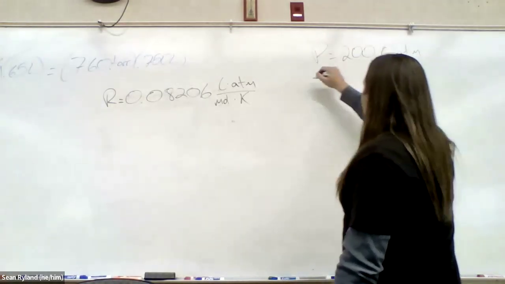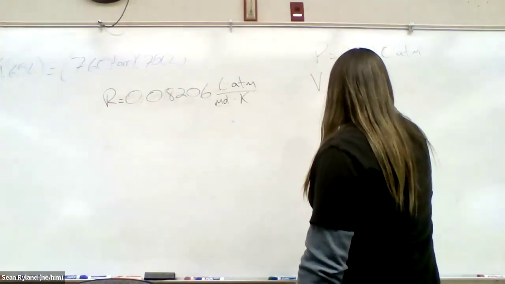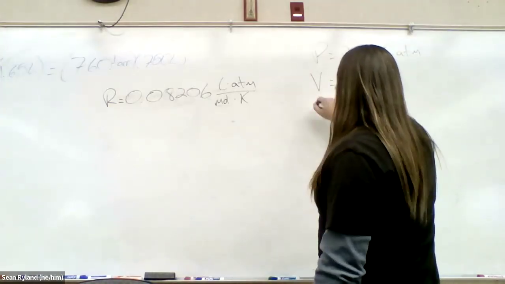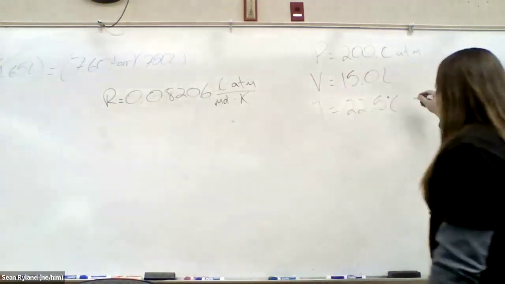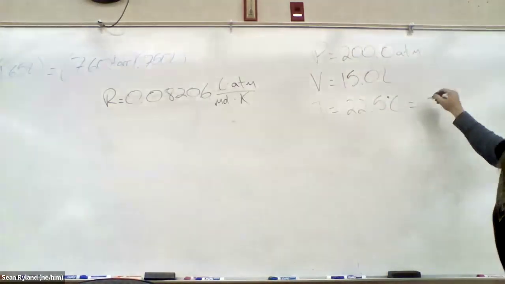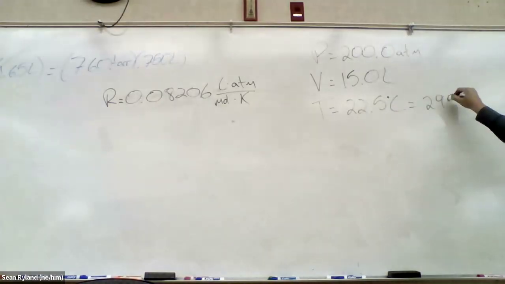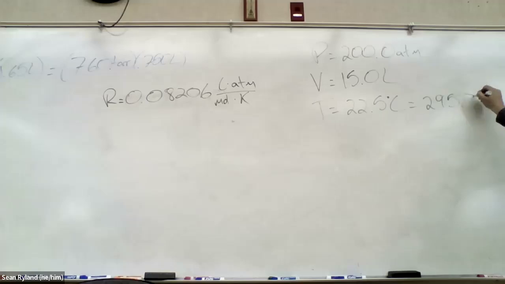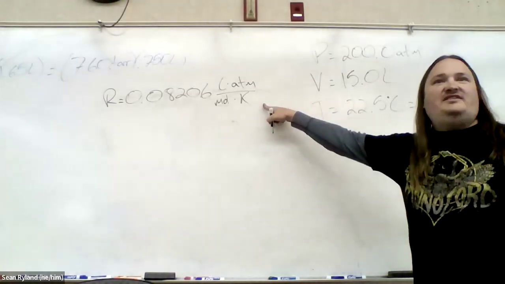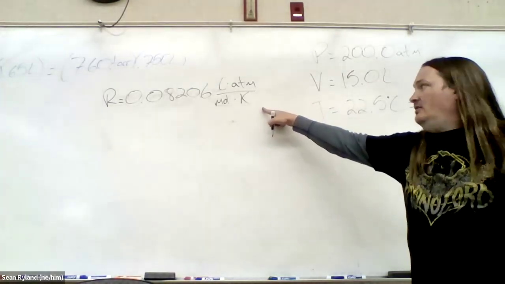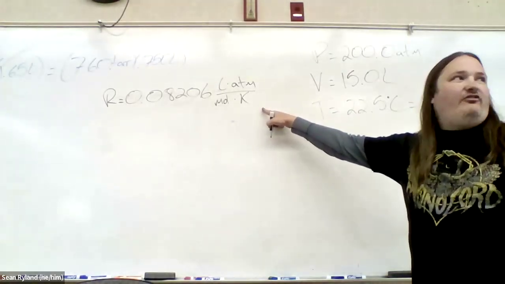So pressure is 200 atmospheres, volume 15.0 liters, temperature 22.5 Celsius, which means 295.7 Kelvin. R is a given. R is always the same. Solve for n.